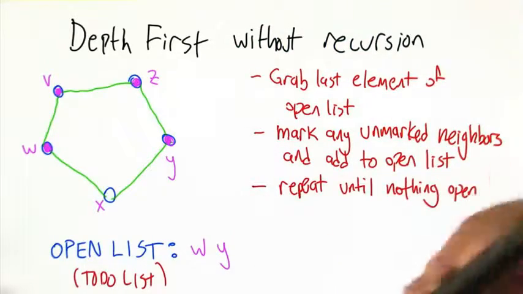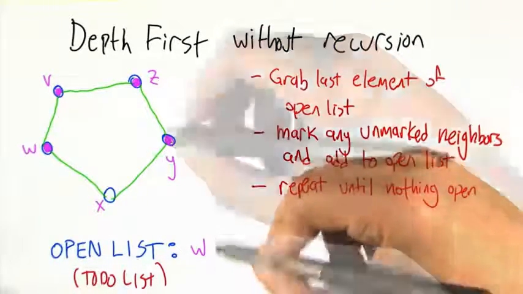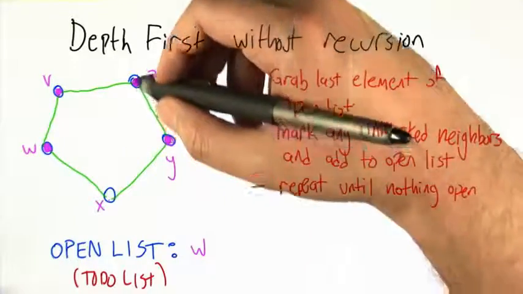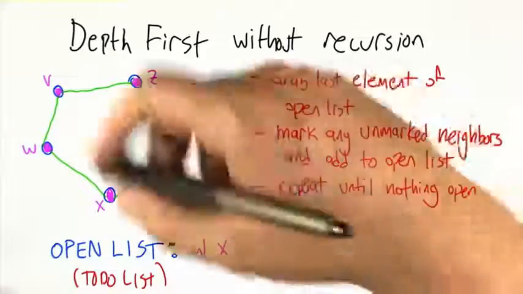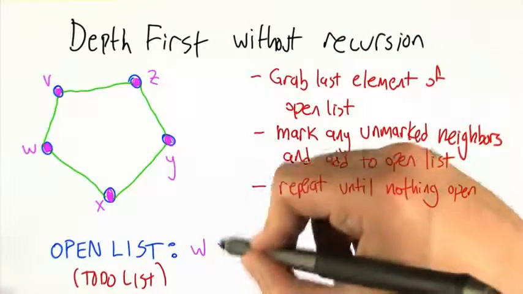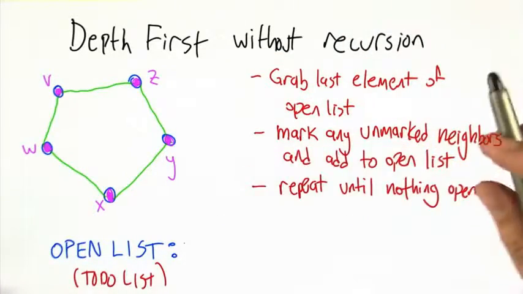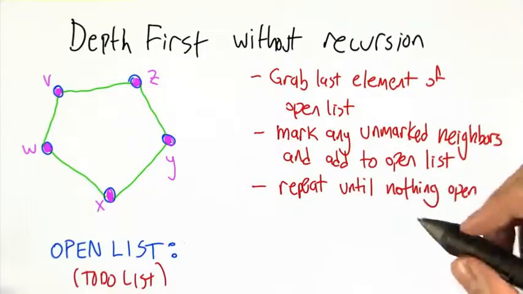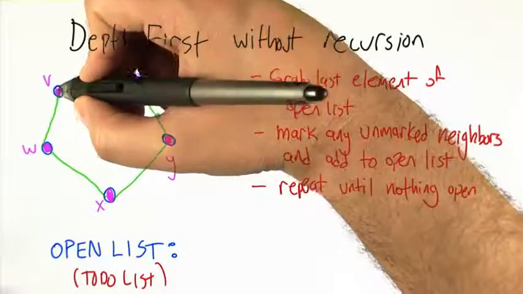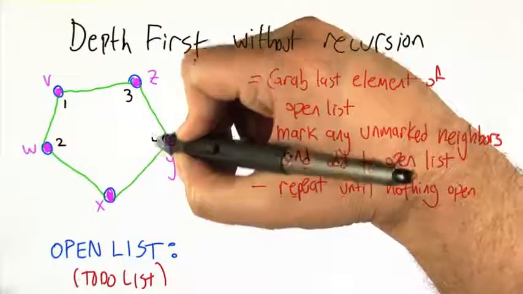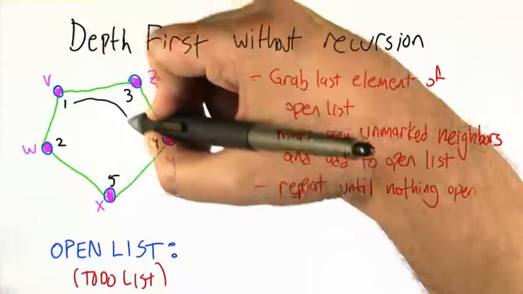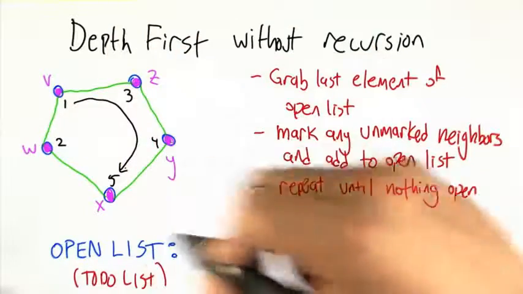Now we work on Y again. We're always working on the most recent thing. Y says we have to check X and Z. Those are the neighbors. Z's already been marked. X is not. Take care of X. And then just as before, now that everything's marked, it's going to end up popping things off the open list and it finishes. But let's look at the order in which nodes were marked. This was marked first, then this, then this, then this, then this. Mostly the flow is in the order of deeper and deeper and deeper.